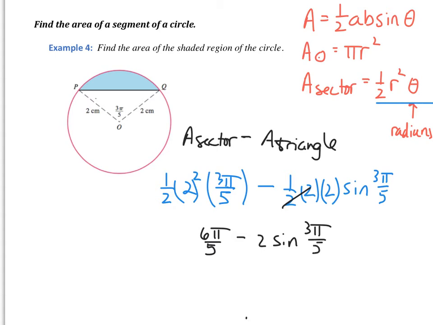If you wanted to type in a little bit less, you could simplify here. 1/2 of 4 is 2. 2 times 3 is 6. 1/2 and 2 cancel out. You just type in 2 sine 3 pi over 5. Let me know what you're able to get. 1.87? All right, so we got 1.87 centimeters squared. It was 1.8677, so we're rounding to 1.87.